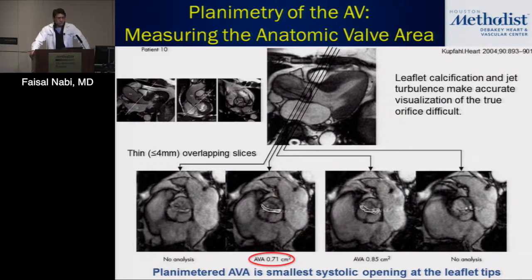We're not making measurements using the continuity equation, though we can. When we measure valve areas, we're doing a planimetered anatomic valve area. So the basic idea is to create a series of thin slices through the aortic valve, and then actually planimeter each of those areas. And the true planimetered valve area becomes the one that is your smallest systolic opening at the leaflet tips.